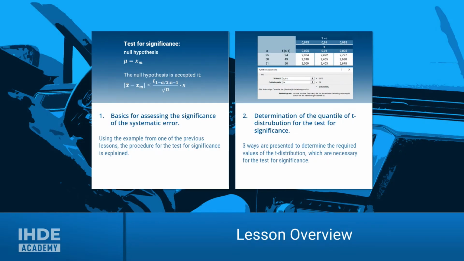This lesson is divided into two chapters. In the first chapter, we discuss the fundamentals needed to assess the significance for the systematic measurement error. The focus here is on the mathematical formulas and their understanding. In the second chapter, we determine the quantiles of the t-distribution for different probabilities and sample sizes that are required for the test for significance and use them in example calculations.